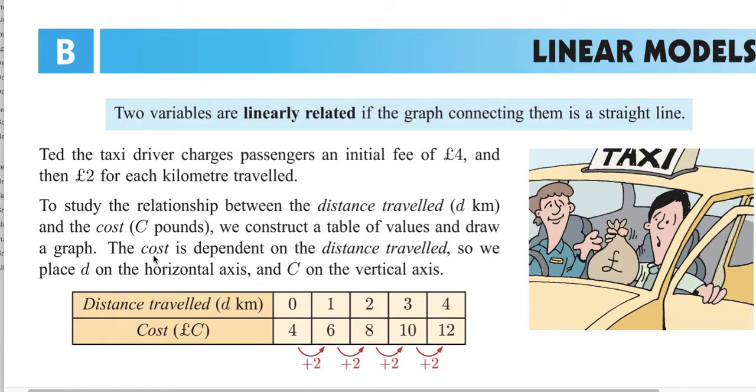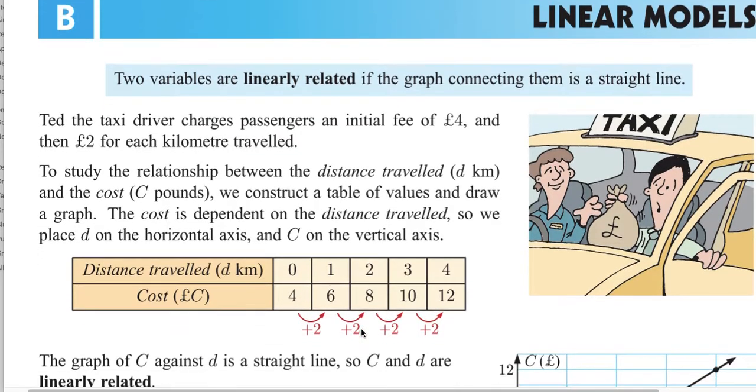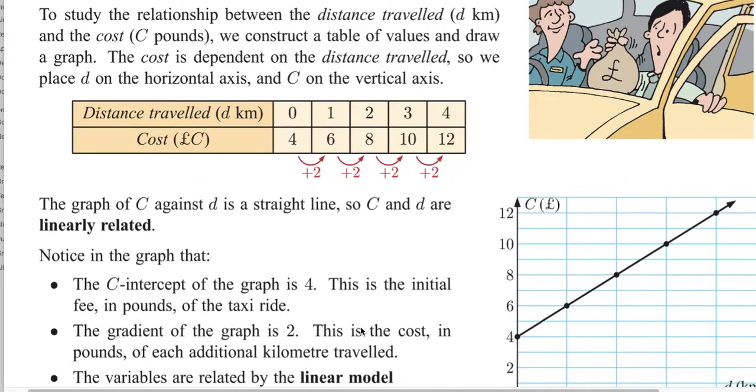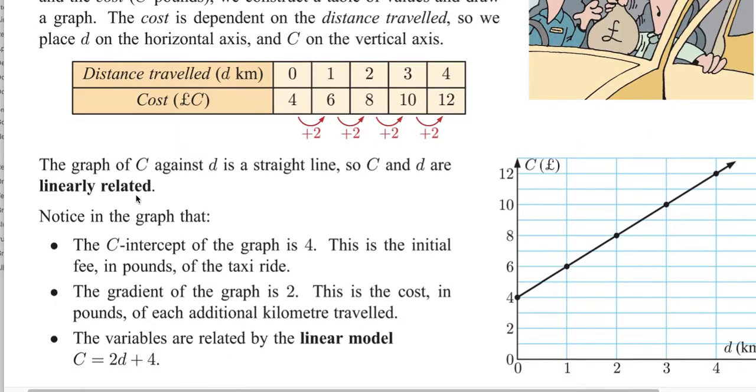We now need to study the relationship between both of these variables. We know that the cost is dependent on distance travelled. This means that they rely on each other to find the other answer. If you plotted the graph, we would find the following. It's linearly related. This is because each of these points falls on a straight line.